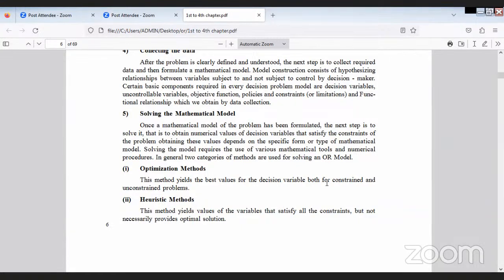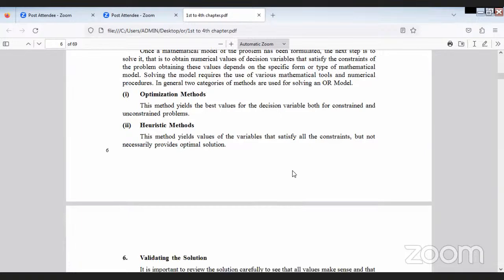Solving the mathematical model. Once a mathematical model of the problem has been formulated, the next step is to solve it, that is, to obtain numerical values of the decision variables that satisfy the constraints of the problem. Obtaining these values depends on the specific type of mathematical model. Solving the model requires the use of various mathematical tools and numerical procedures. In general, there are two categories for solving OR models: optimization methods and heuristic methods. The optimization method yields the best values for the decision variables, both for constrained and unconstrained problems. The heuristic method yields values of the variables that satisfy all the constraints, but does not necessarily provide the optimal solution.